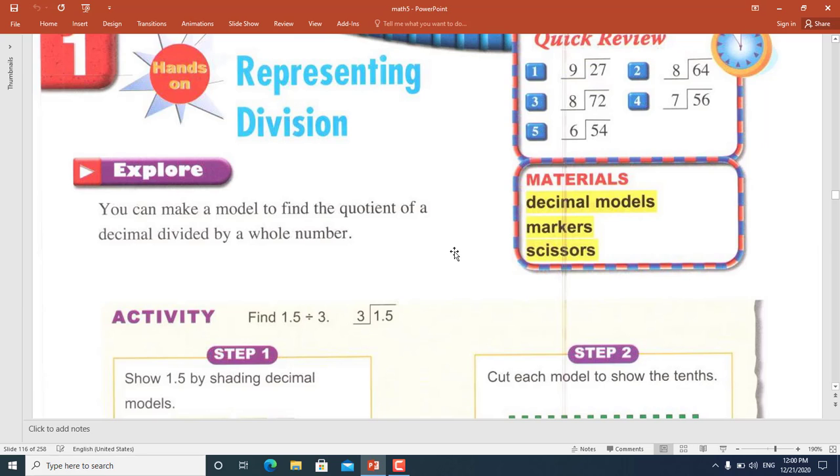Today we will start with a new chapter, chapter 7. It's the last chapter for this course. So the subject is about representing division. From this lesson, we'll learn how we can divide a decimal number by a whole number. We can use models to divide. Also, we can divide by using paper and pencil. From there, we have two activities.